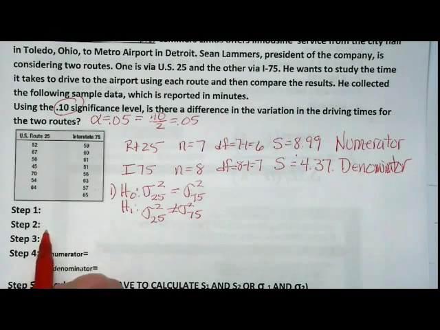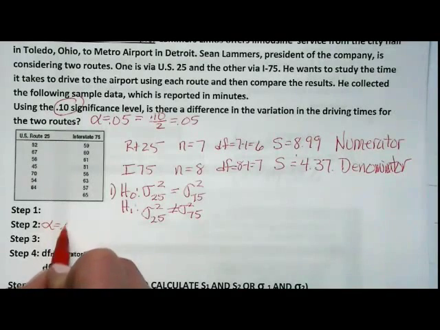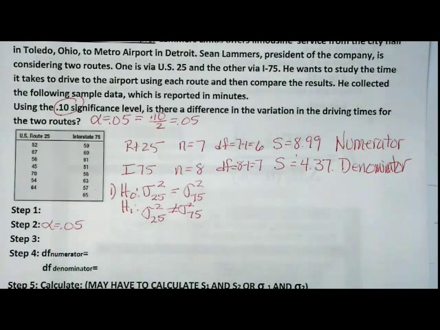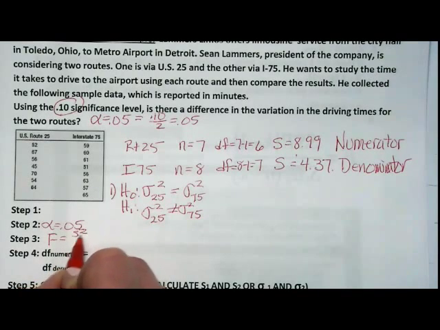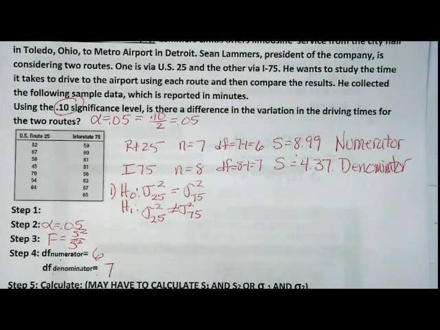Step 2, 0.05. I promised you that. Step 3, you will always use standard deviation or variance divided by variance. That is the formula. It's located on the third page at the top of your three-page formula sheet. Okay. So our numerator degrees of freedom is 6. Our denominator is 7.